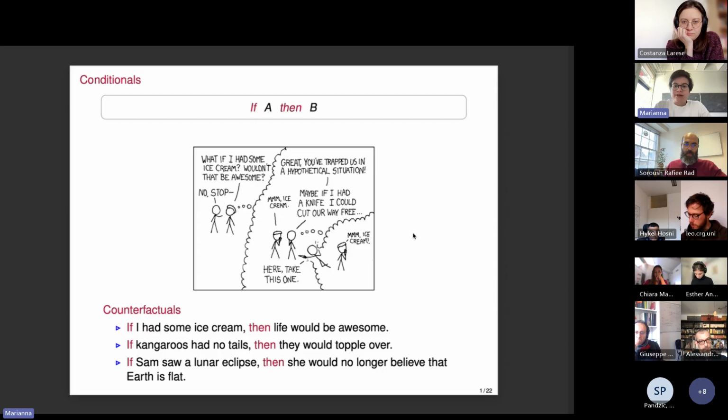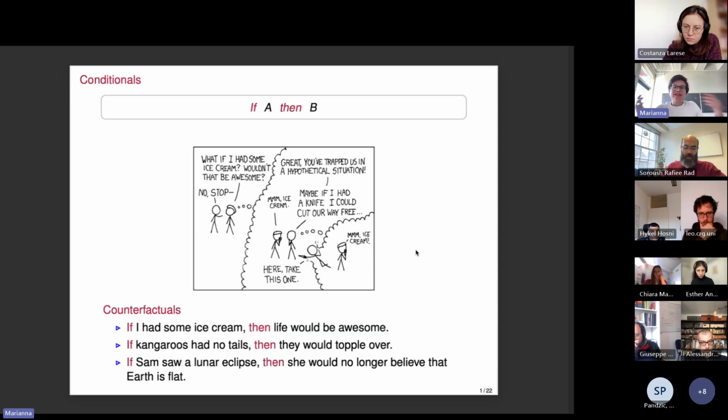Okay, so first, well, what are conditionals? What I mean by conditional is just any kind of if-then sentence. And for this talk, we are going to be interested in some specific kinds of conditionals. Maybe the most important are counterfactual statements. So you have a couple of counterfactual statements here. What if I had some ice cream? Wouldn't that be awesome? And then you also have another one. Maybe if I had a knife, I could cut our way free, things like that.